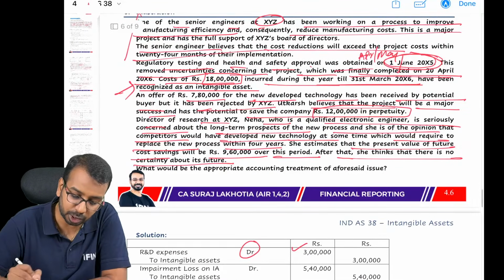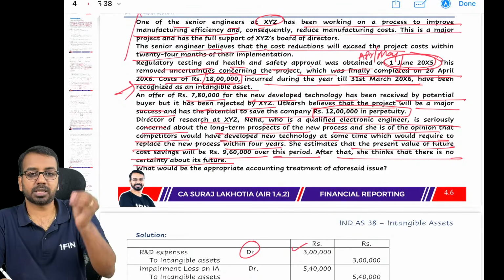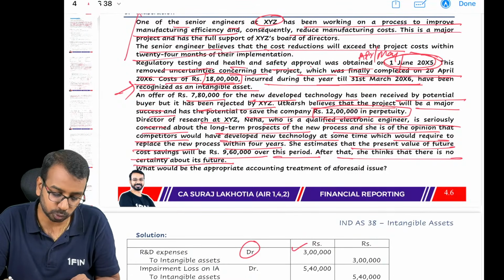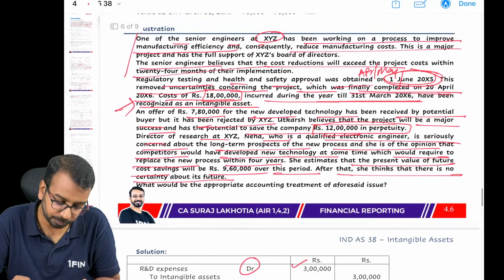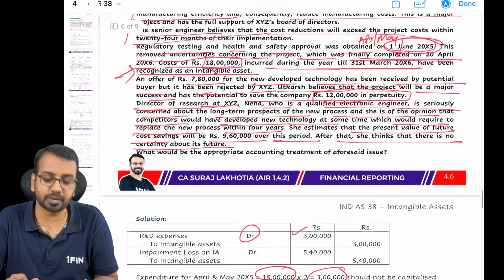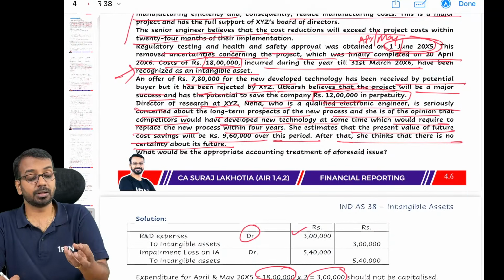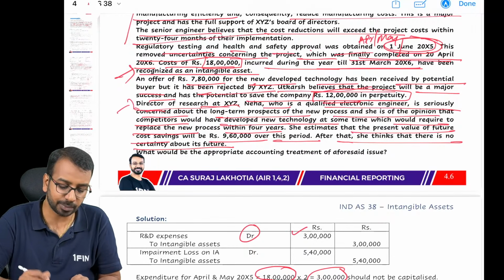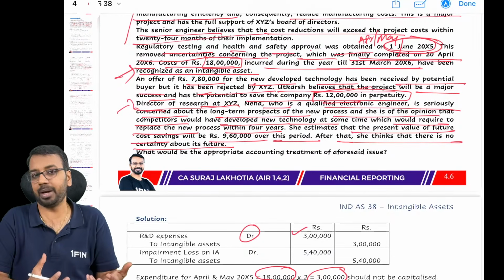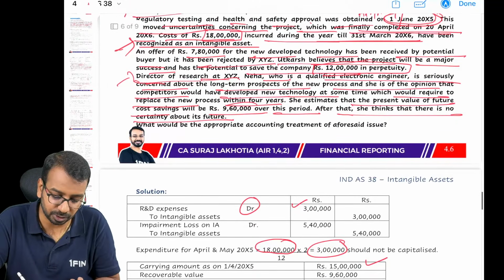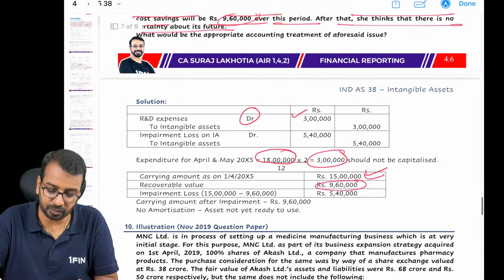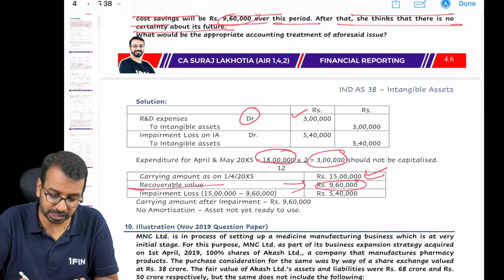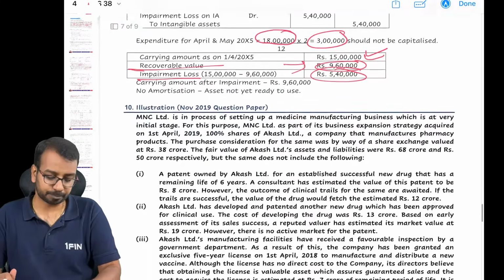Now, there are two recoverable amounts. One, from the person who has developed it, who says it is 12 lakhs, Utkarsh only, right? Utkarsh. And second, from the Director of Research. Now, whose value will you give more weightage to? Of course, Neha, because she has experience and she's an independent person. So we'll take her valuation, which is 960. Recoverable amount is 960 and 15 lakhs is the carrying amount, so impairment loss is 5,40,000.